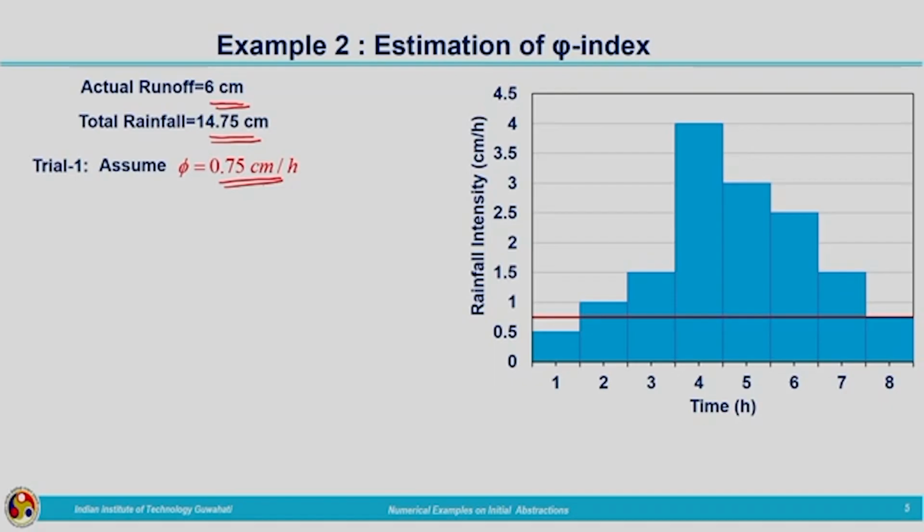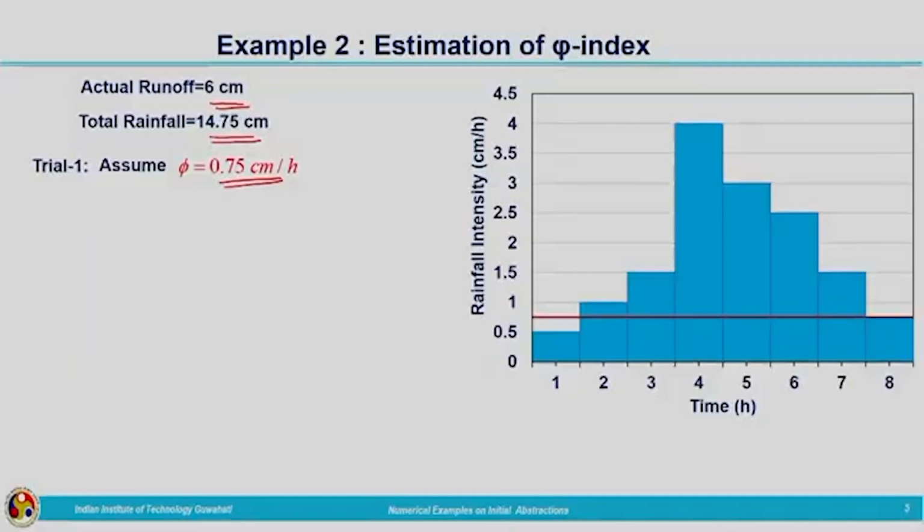If you are a very experienced person, you have the amount of actual runoff and also the rainfall value. From this rainfall value, what should be the abstractions which have to be subtracted to get this much of runoff value? From experience you will get that value, and your initial guess may become correct, but for a beginner we need to start like this. We have to assume a phi index value. Here I am assuming 0.75 centimeters per hour as the first guess for phi index.